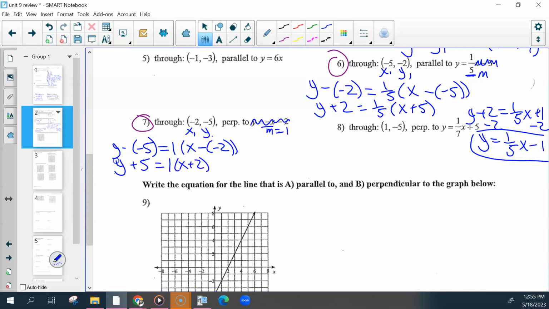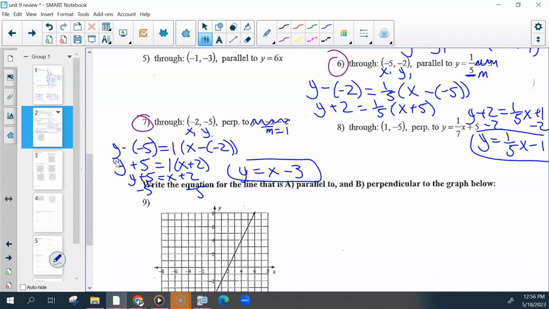And then your last step would be to get rid of the 5 by subtracting. So that would be the line that's perpendicular to the original that goes through that place. Any questions on that process? Go on to the next page.